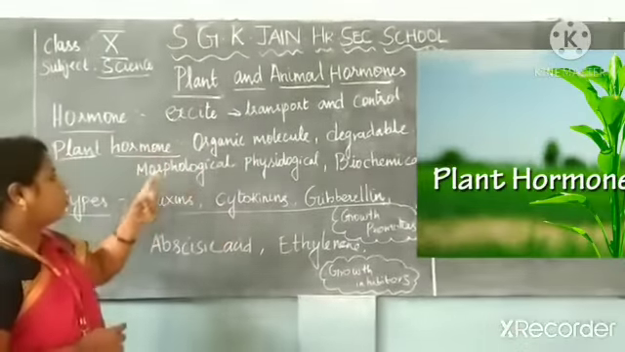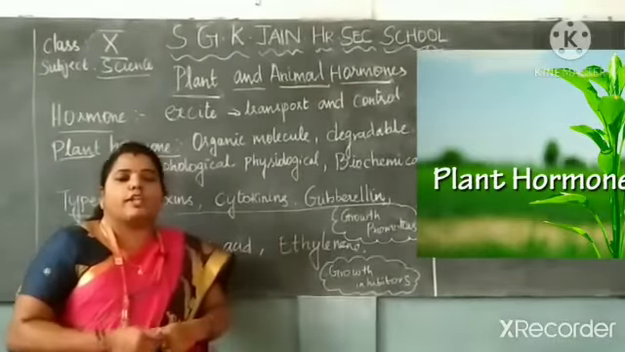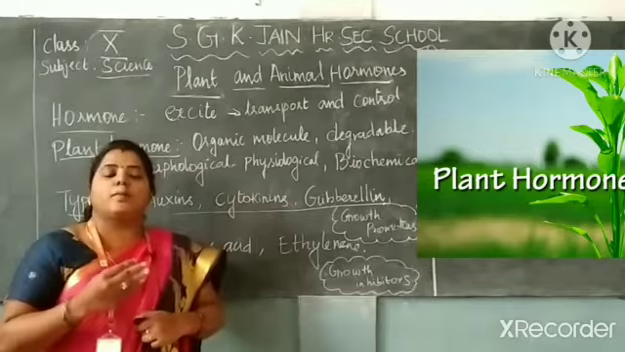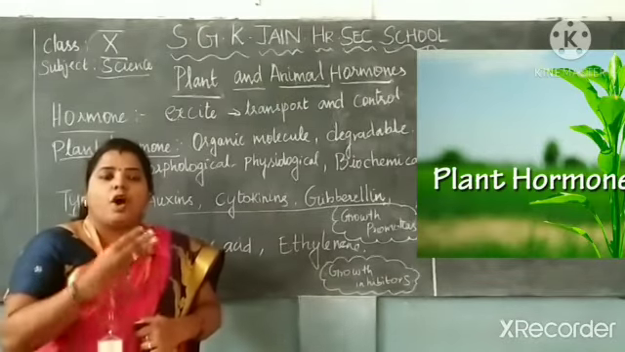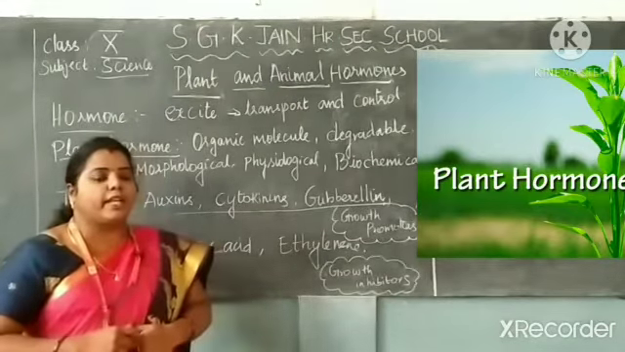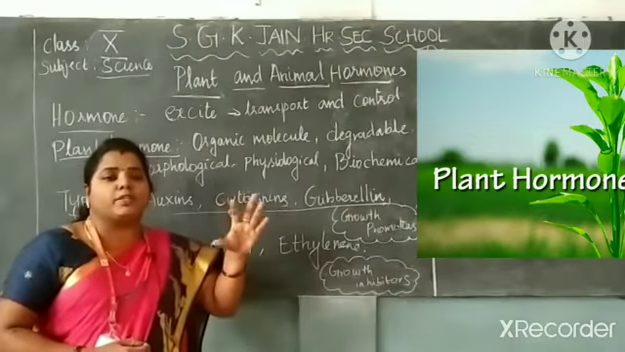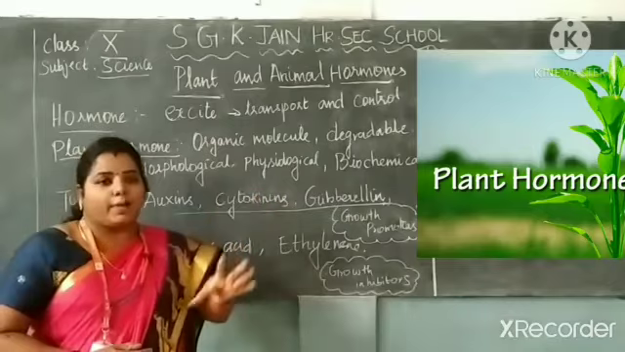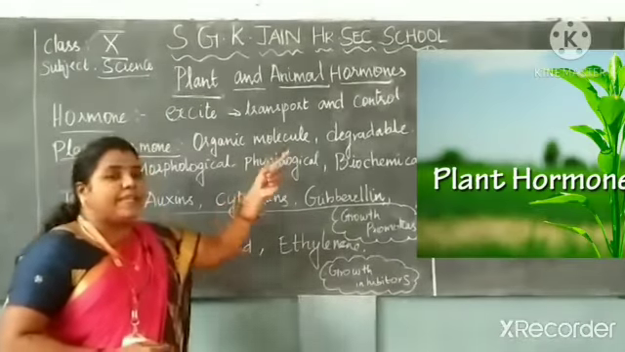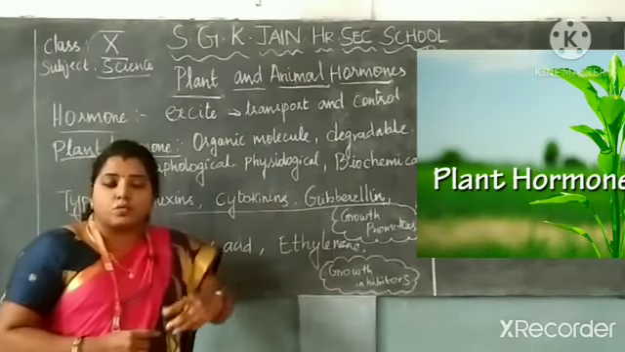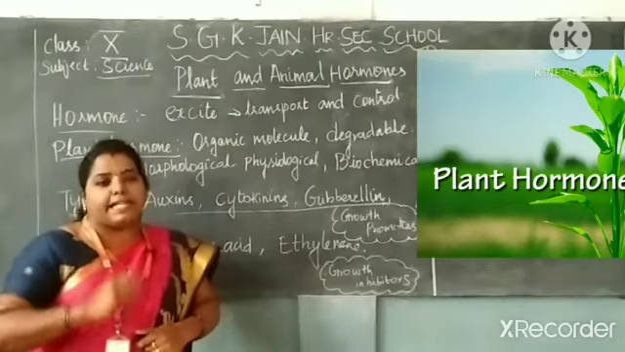Plant hormones are organic molecules. Organic molecules are those made up of carbon. We already know that molecules are classified into organic molecules as well as inorganic molecules. The plant hormone is based purely on carbon. Since it is an organic compound, it is easily degradable.